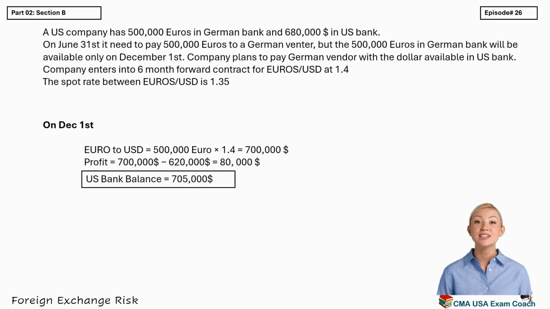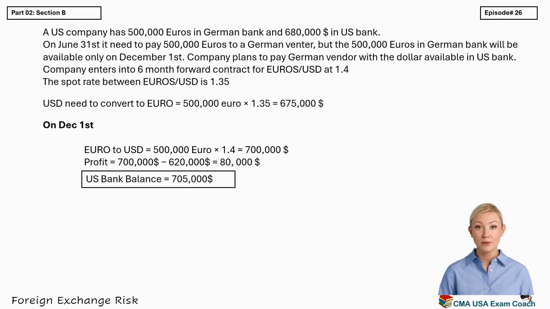Let's now look at a practical example to understand how a currency swap can help a company manage foreign exchange risk effectively. Here's the situation. A US company has 500,000 euros in a German bank account and 680,000 US dollars in its US bank account. On June 31st, the company is required to make a payment of 500,000 euros to a German vendor. But there's a challenge. The 500,000 euros in the German bank are not available until December 1st.